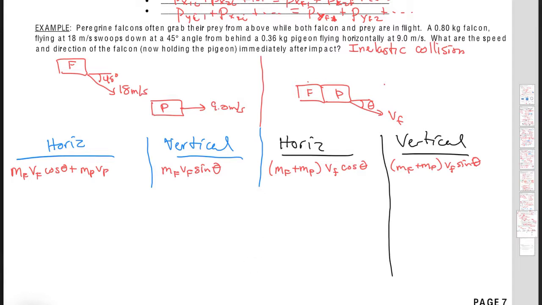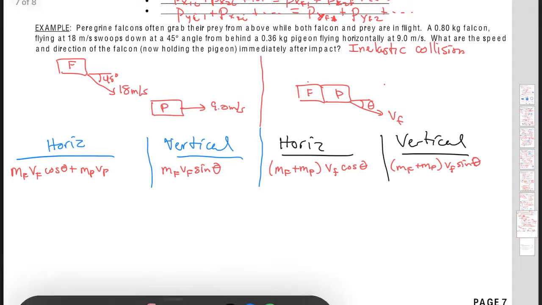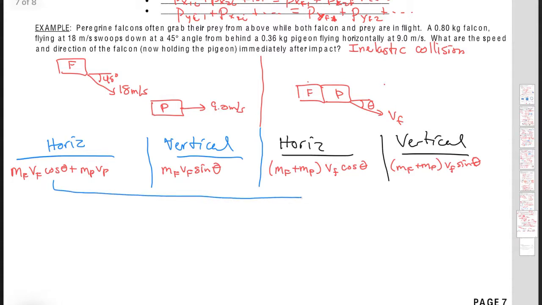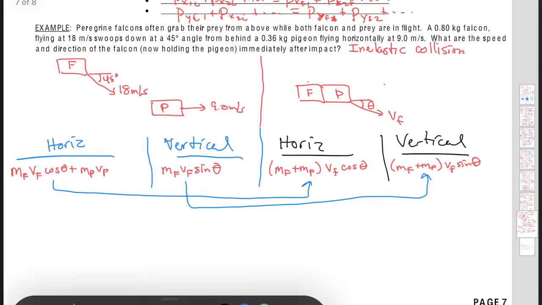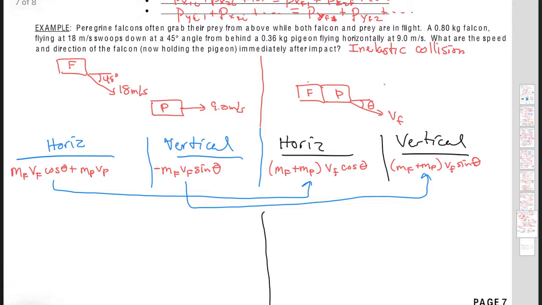Do some erasing here, because this is the stuff that I'm going to start setting equal to each other now. So I'm going to take this equation and set it equal to that. I'm going to take this equation and set it equal to that. And in fact, vertically, this will be negative because the falcon's swooping down, right? I'm sorry if this is starting to look a little confusing.